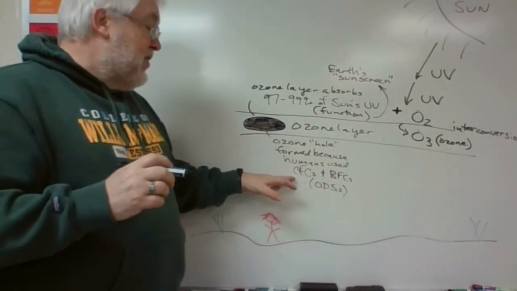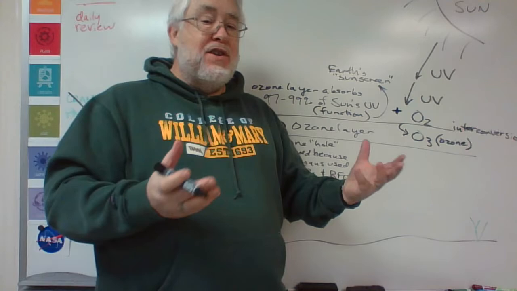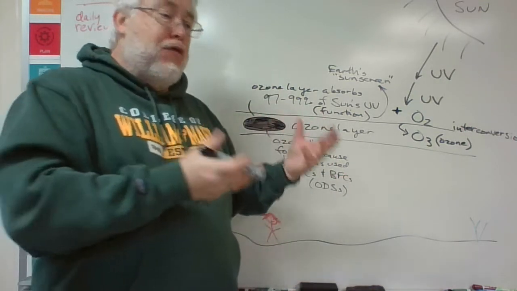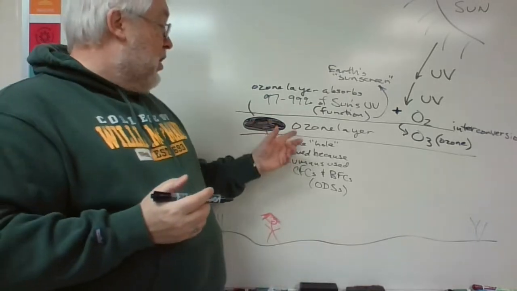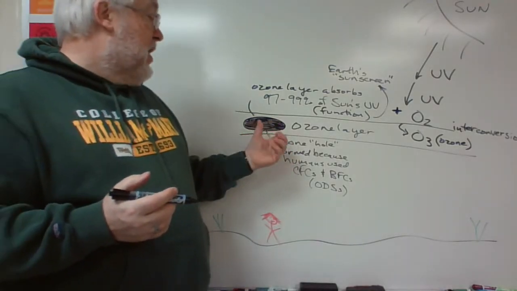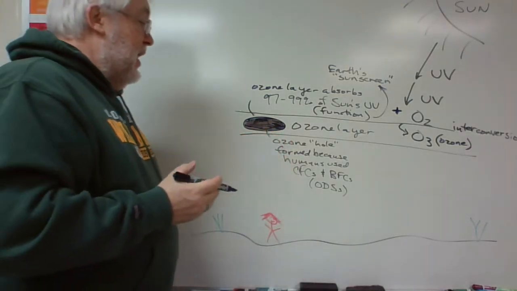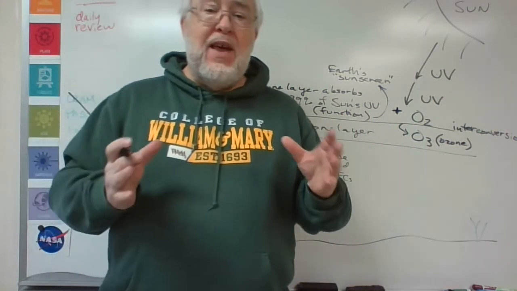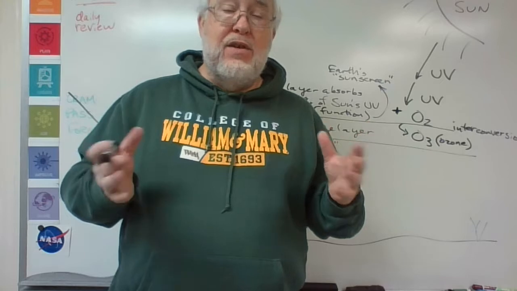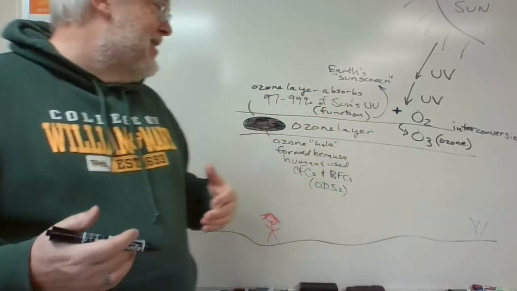In any case, these halogens, these gases, the chlorine, fluorine, were moving up into the stratosphere and were causing thinning of the ozone layer. And this was first reported back in the late 60s, early 70s, and caused some concern, at least to those who understood the science.